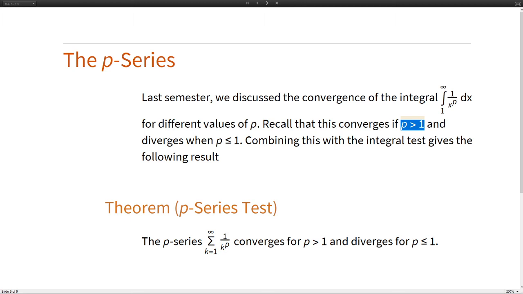So from that, we get something called the p-series test. If we combine the convergence properties of this integral with the integral test, we get the so-called p-series test, which is this series here, the sum from 1 to infinity of 1 over k to the p. This series will converge as long as p is greater than 1. So even if it's like 1.00001, that's bigger than 1, so it must converge. On the other hand, if p is less than or equal to 1, then this series is going to diverge.